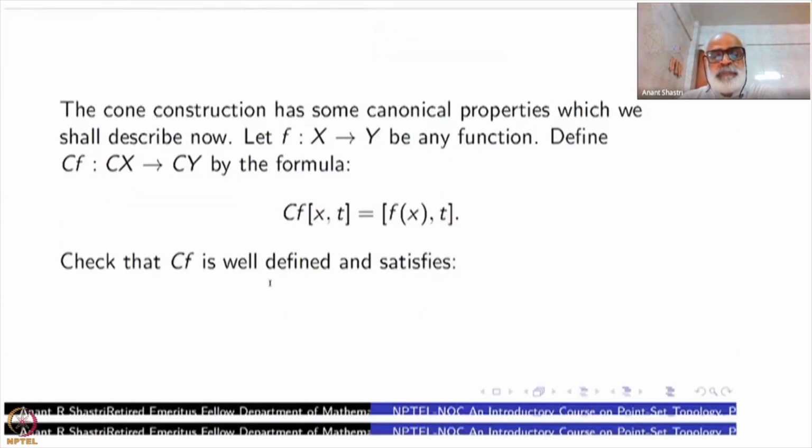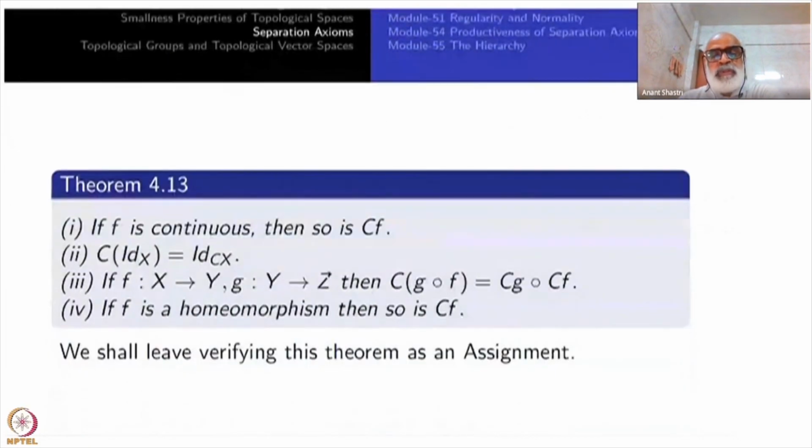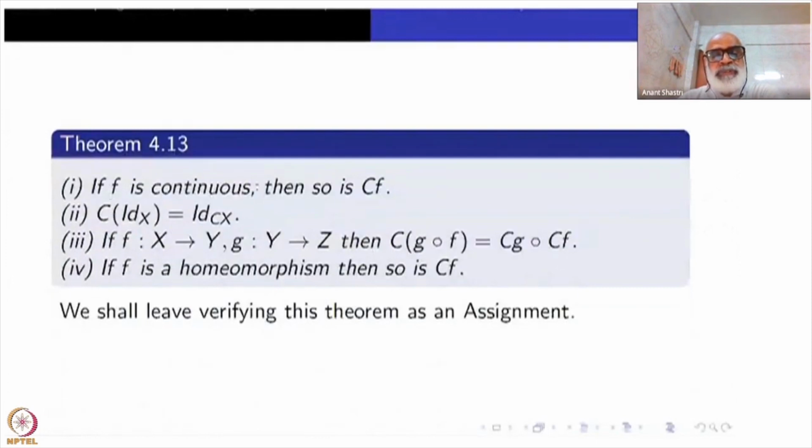I want to list them. The CF has the following properties. If f is continuous, then so is CF. If you start with the identity map from X to X, C of the identity is the identity of CX. If you have f from X to Y and g from Y to Z, then the cone over g composite f is nothing but cone over g composite cone over f. If f is a homeomorphism, then so is CF.